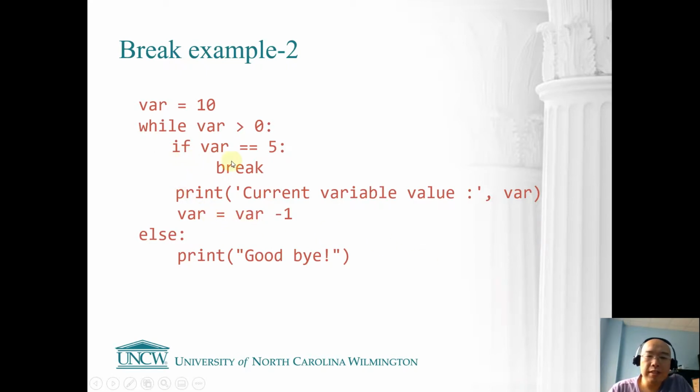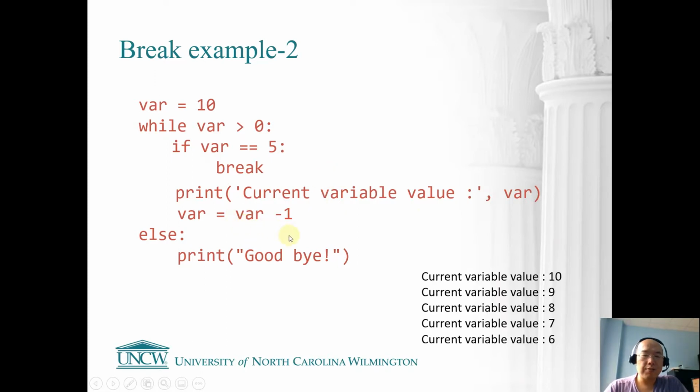Otherwise, if this doesn't happen, I will print the current value, and then decrease the current value by 1. So I start from 10, and as long as the variable is still greater than 0, I check if it is 5. If it is 5, I'm going to do a break. I'm going to stop the whole iteration. Otherwise, I'm going to print the current value and then decrease the value by 1.